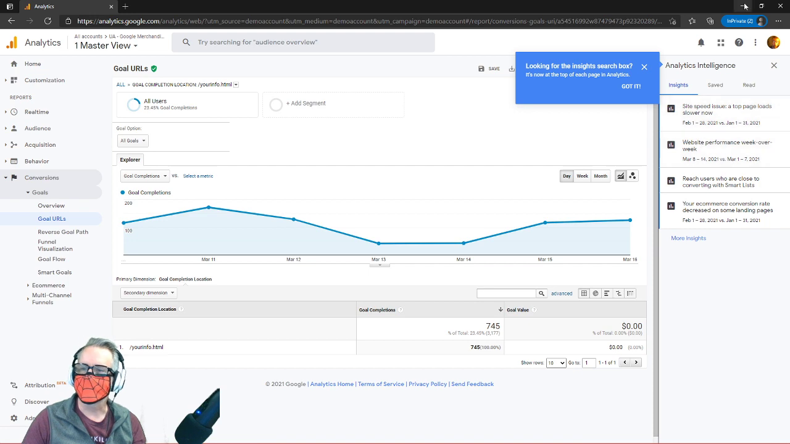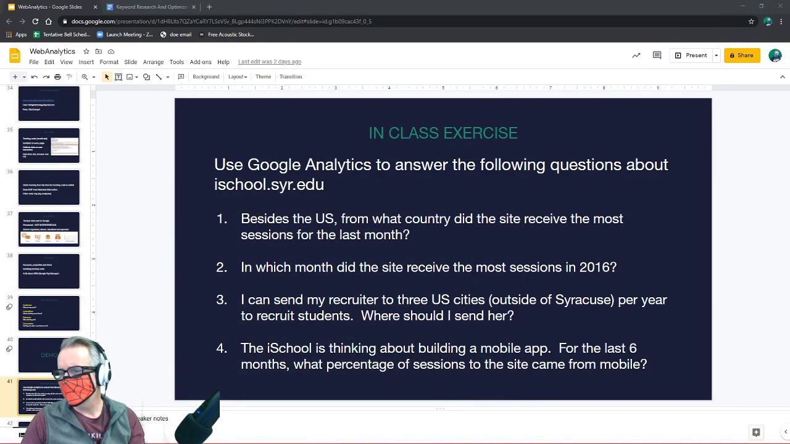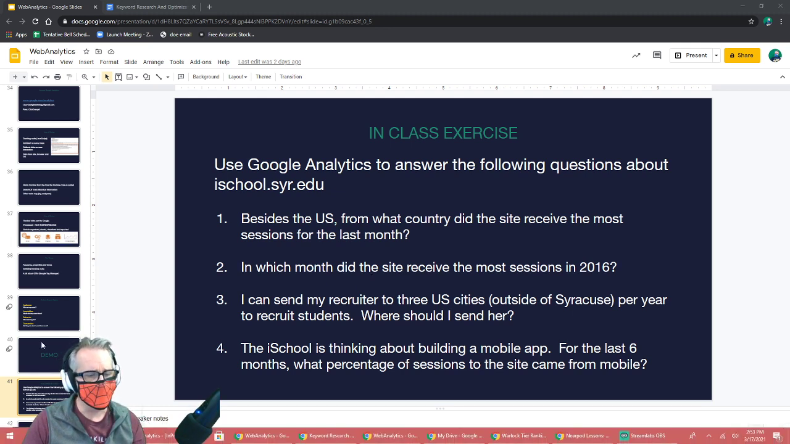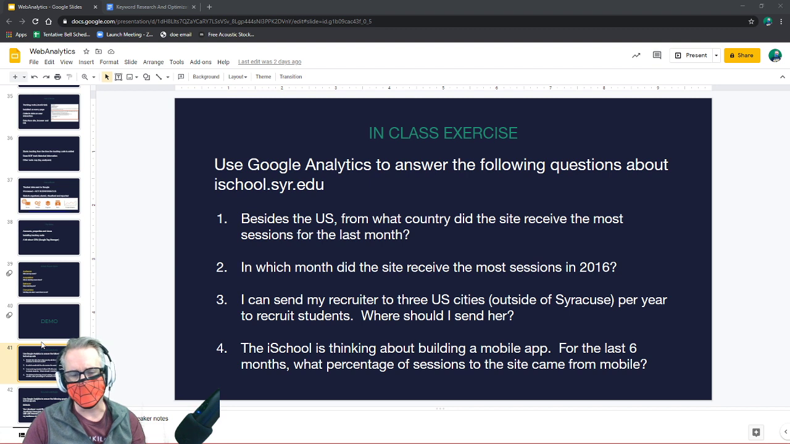There's some insights over here. So we'll take a look at how to actually use some of these tools in order to help us figure out what Google Analytics can do for us.